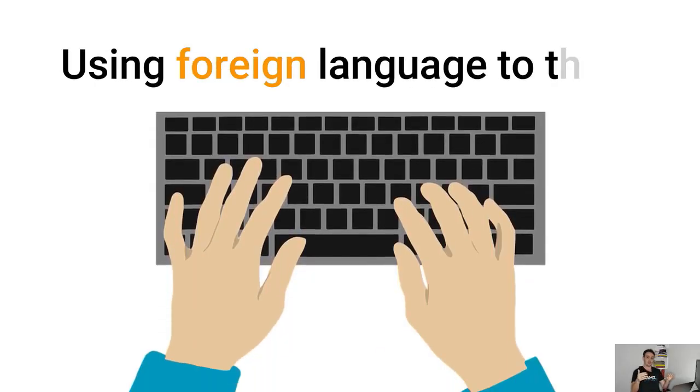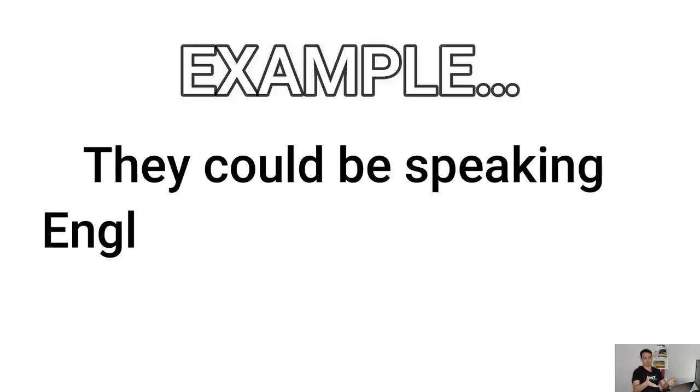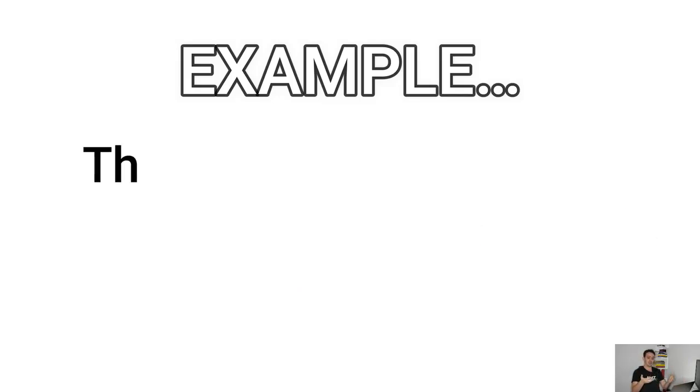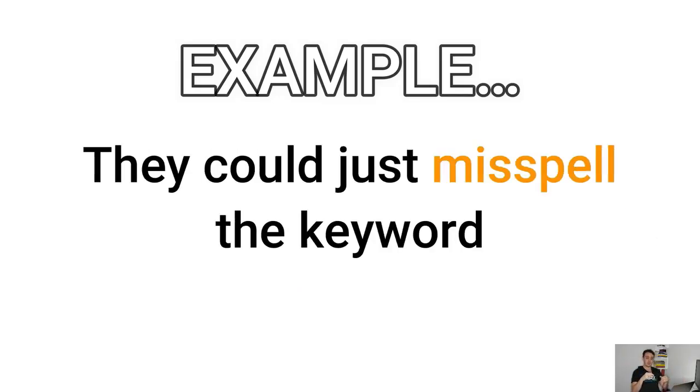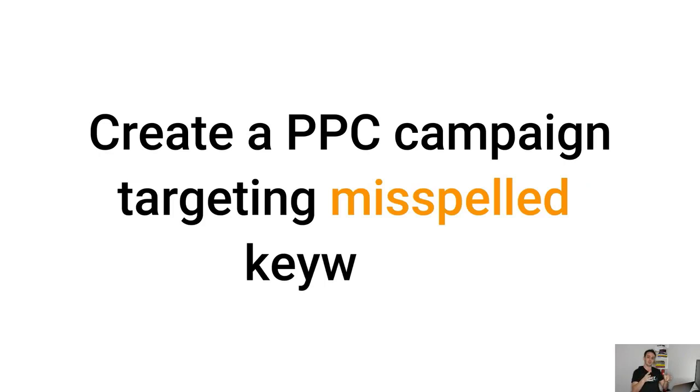So that person might be searching for a specific keyword using a language that's foreign to them, and they might make a mistake. Or there's the number of people that simply don't know how to spell a specific keyword. They could be speaking English on Amazon UK or Amazon USA, and they could just misspell the keyword. Either they type really fast or they don't know how to spell it. And a great way to snap up these customers is to create a PPC campaign targeting misspelled keywords.